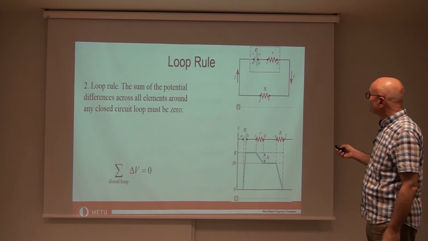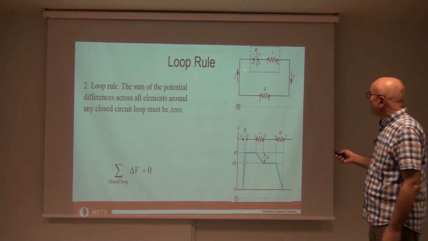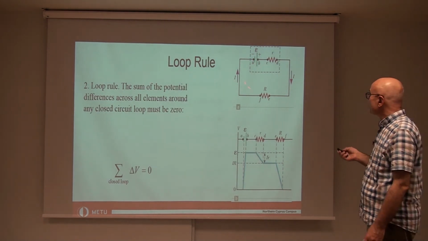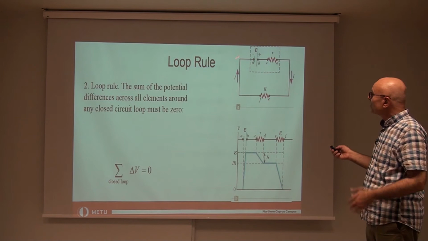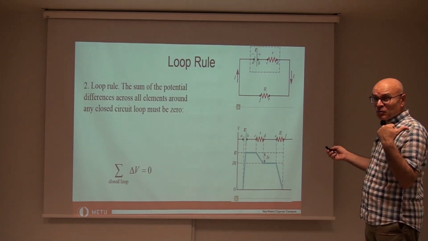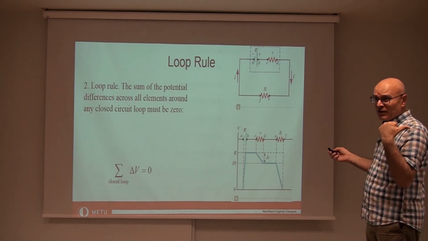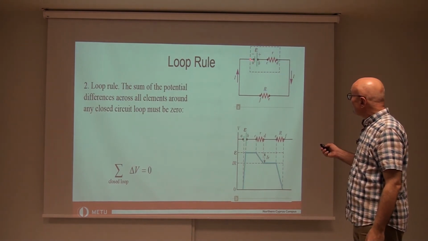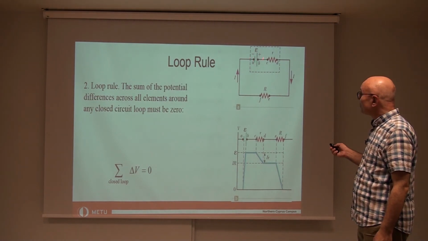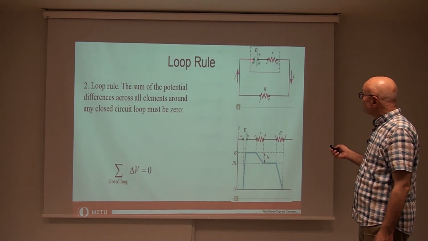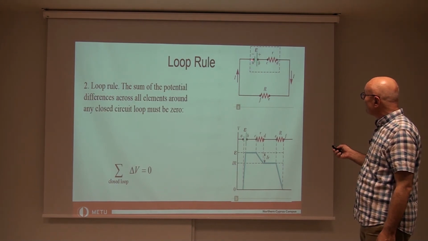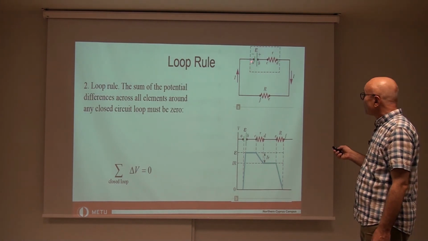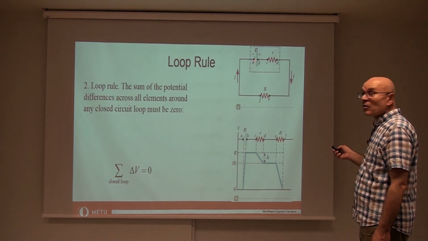So for example here, if you start at point A, and we are assuming that the current is flowing clockwise in this loop. And according to the sign conventions that we have reminded ourselves of in the previous slide, if you go from A to B, then you are going through a potential rise. And so the potential difference between A and B, that's VB minus VA, in this case is positive.